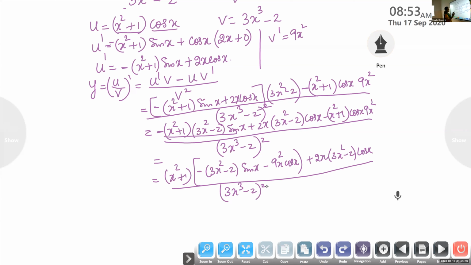Okay, you just simplify up to the possible. No need to expand and make it a big term. Either you can stop with this, or like this, you can stop. Don't expand. If anything is common, you can take it as common and simplify. Otherwise, you leave it with this.